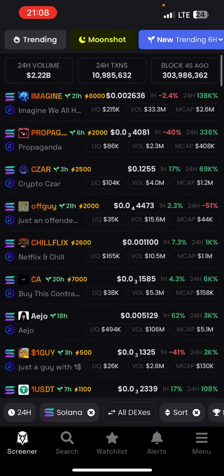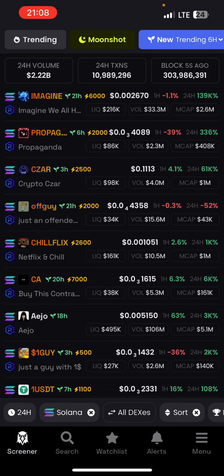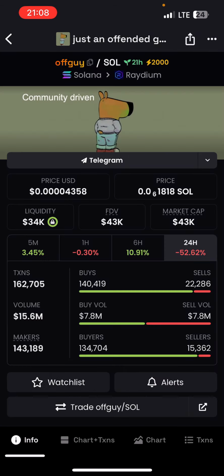So these are the coins that have been getting the most transactions today. First one, second one, third one, off guy. You can find all these different coins. As you can see, off guy is down 51%, meaning that they might be ragging the chart.